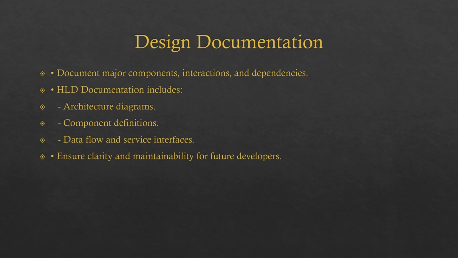Proper documentation is a crucial part of any system design process. Documenting the architecture, components, and interaction ensures that everyone is on the same page. High-level design documentation should include architecture diagrams, component definitions, and data flow. Having clear documentation not only helps during the initial development but is also vital for future updates and troubleshooting.